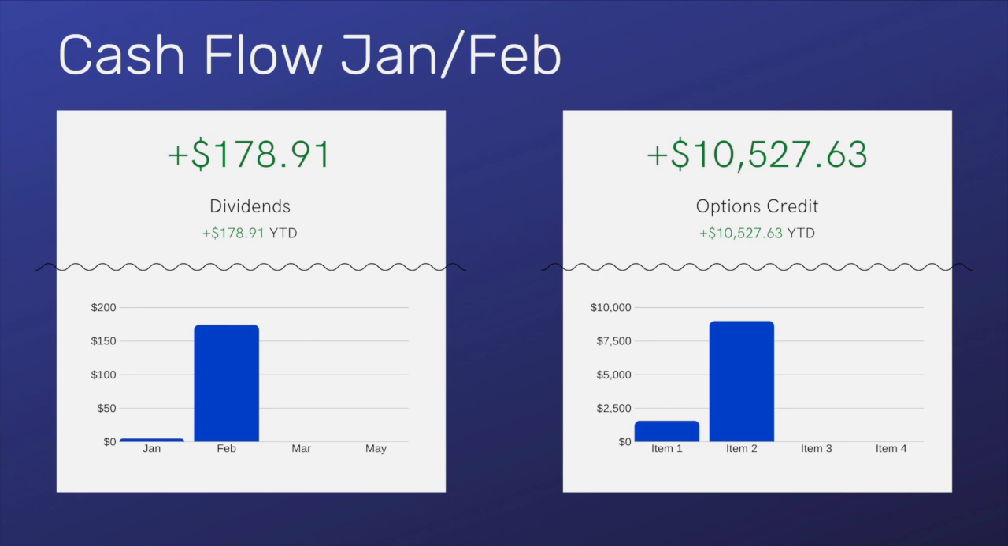For the months of January and February, I received $178.91 in dividend payments and $10,527.63 in option premium. It's important to note that these are realized gains, meaning this is cash that dividend-paying companies paid me, or in the case of option premium, other investors paid me to sell them options. That brings our net income to $10,706.54 for the first 2 months of 2020.